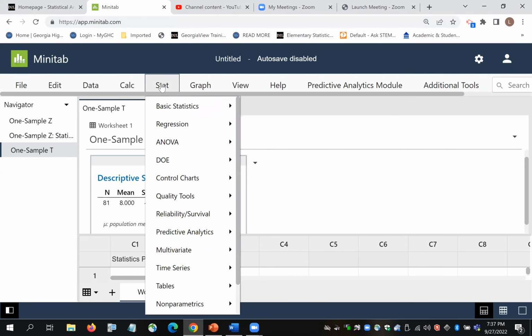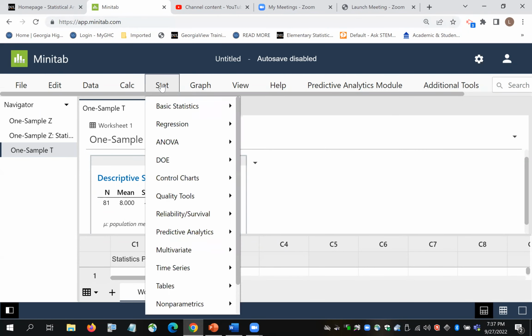Basic statistics, one proportion. We determined we needed to do a proportion because the problem talked about percentages. So one proportion, and I have summarized data. The number of events was 421. That was 421 people who said, yes, they have a cell phone. There were 500 trials.